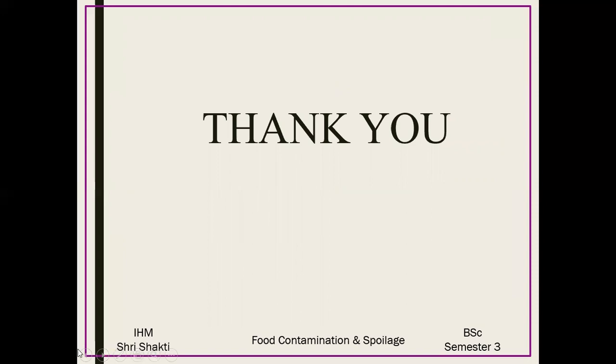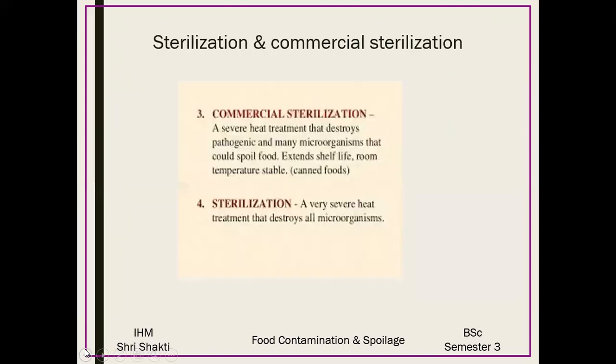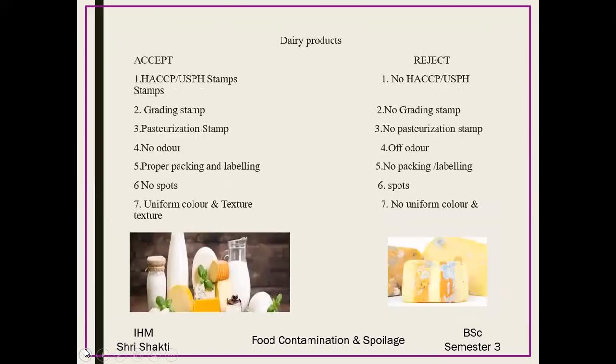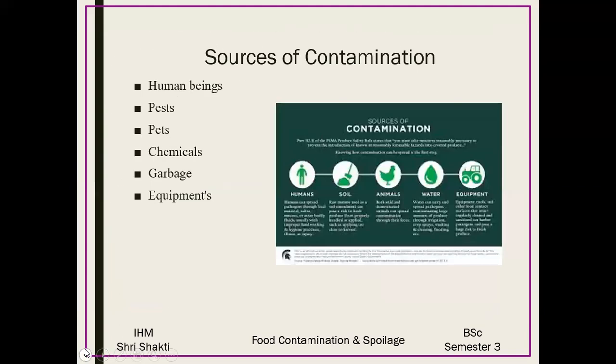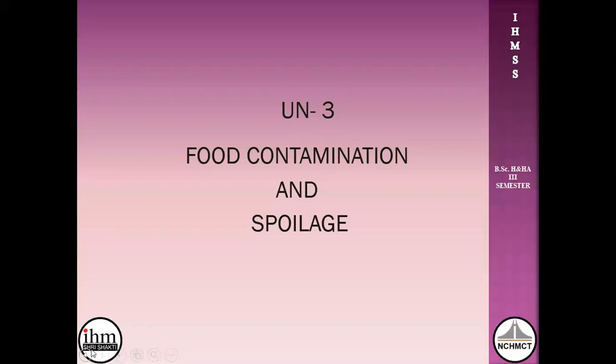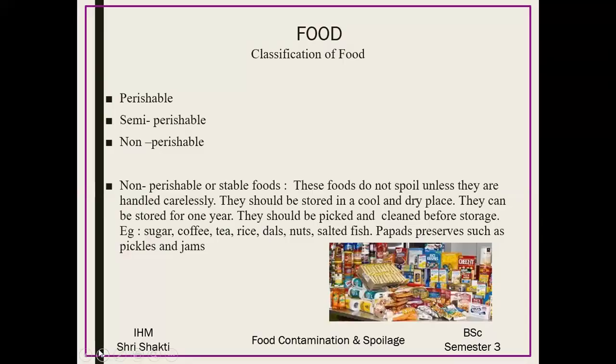So before we go to the last slide, very quickly, I would like to revise what we have done today. We have done Unit 3, food contamination and spoilage. Food is perishable, semi-perishable, or non-perishable. Perishable spoils within 4 hours. Semi-perishable spoils within 10 to 15 days. Non-perishable will spoil after 6 months to 1 year.